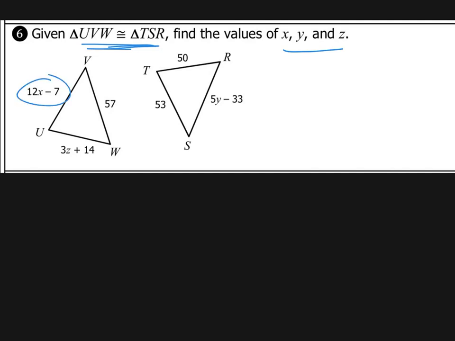So for x, I have this variable expression 12x minus 7. And that has to do with side UV. So I look at UV, that's the first two letters of the congruency statement. That's congruent to side TS, which is over here, which is worth 53. So if they're congruent, I set the terms equal. And then I use my algebra to solve for x. You finish that one, and we'll move on to the y setup.